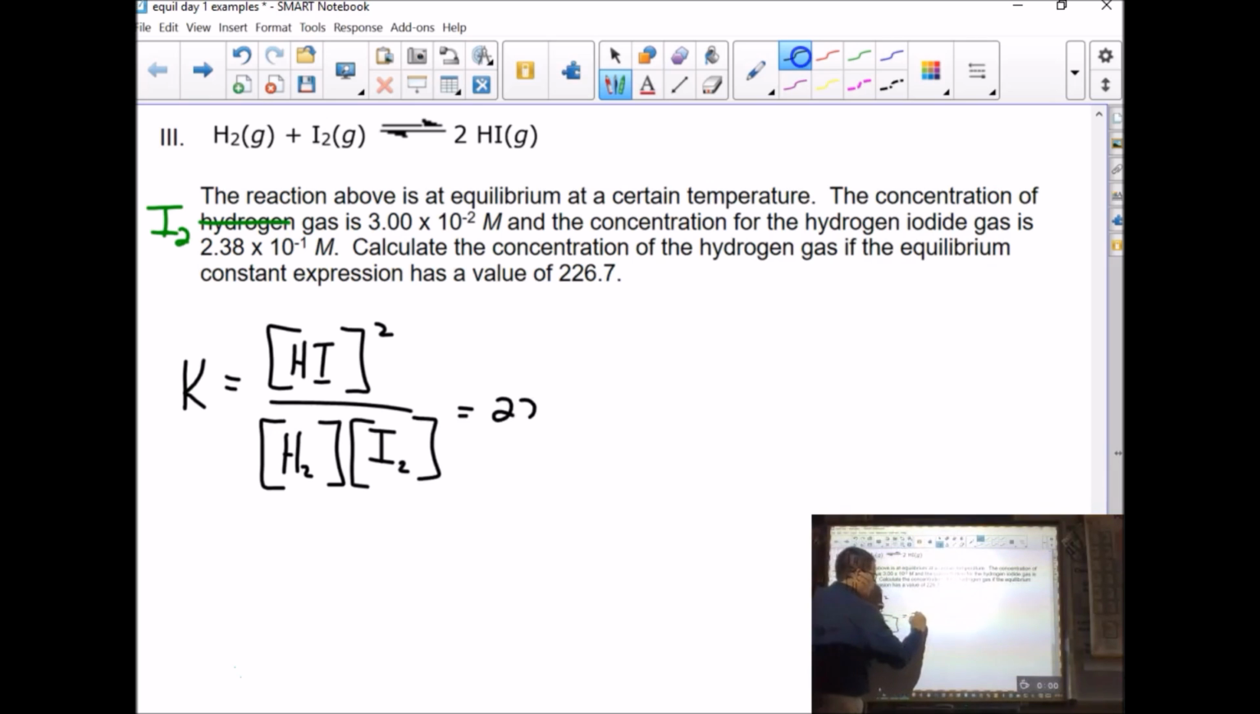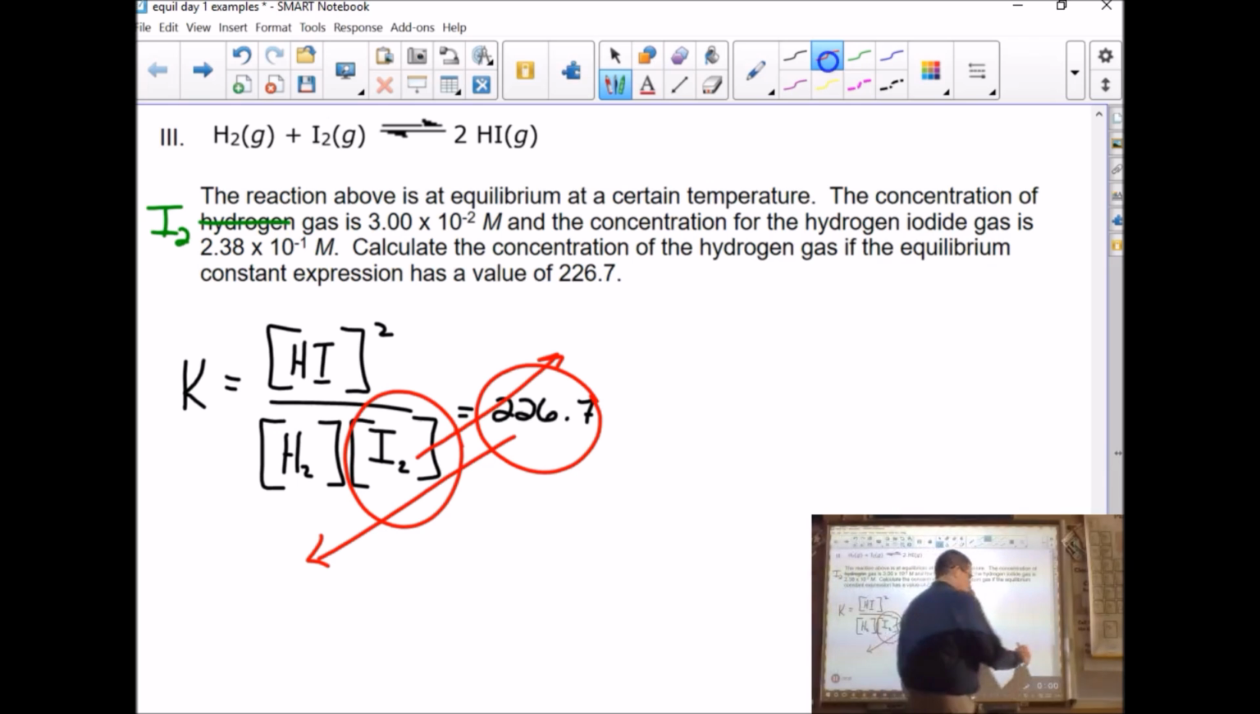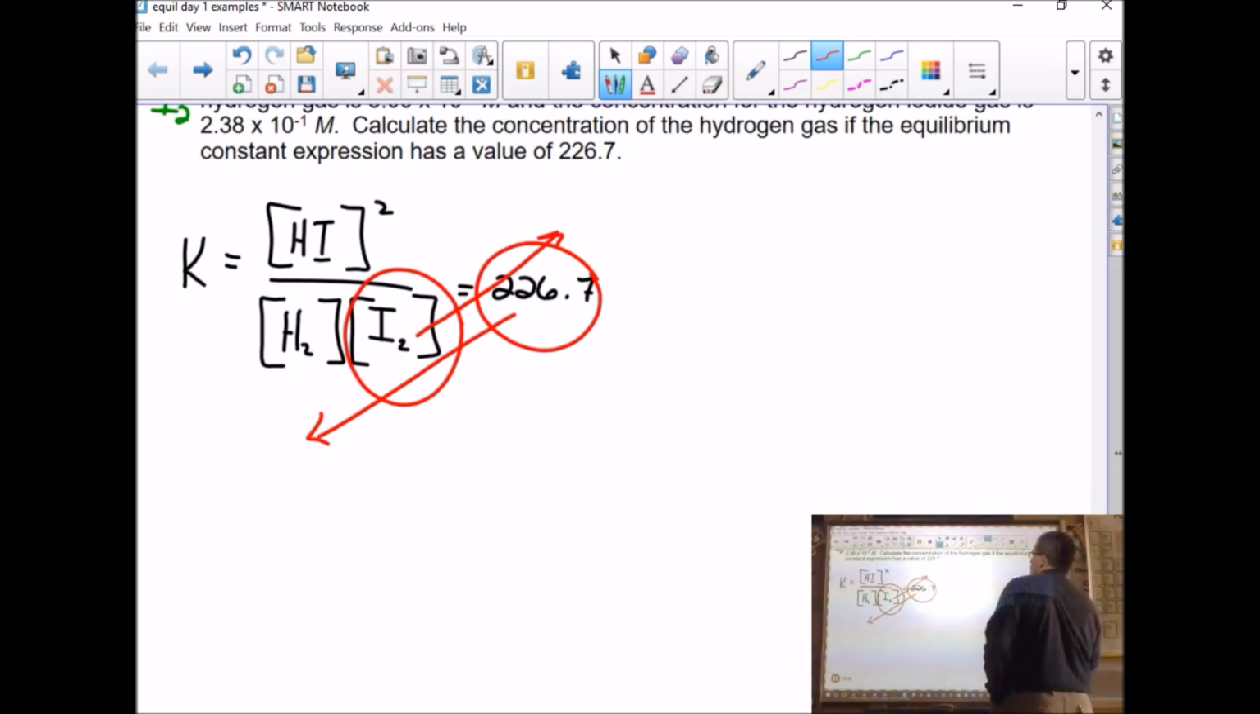And this is 226.7. Now, we're looking for the iodine, right? So that means we need to rearrange variables, multiply it on both sides, and then divide on both sides. You want to show this before you start going crazy with your calculator. We need the iodine by itself, so I need to multiply it on both sides.